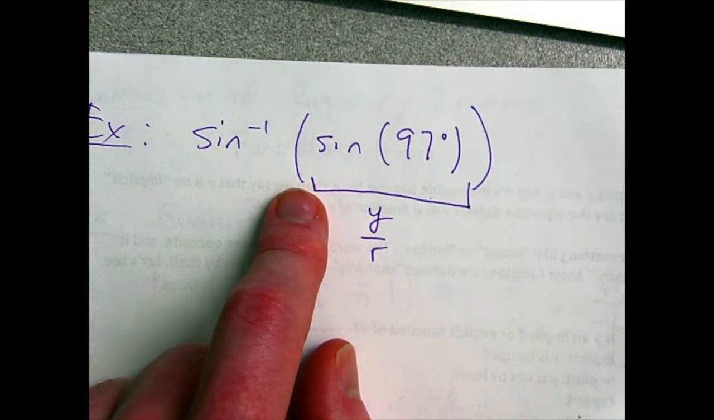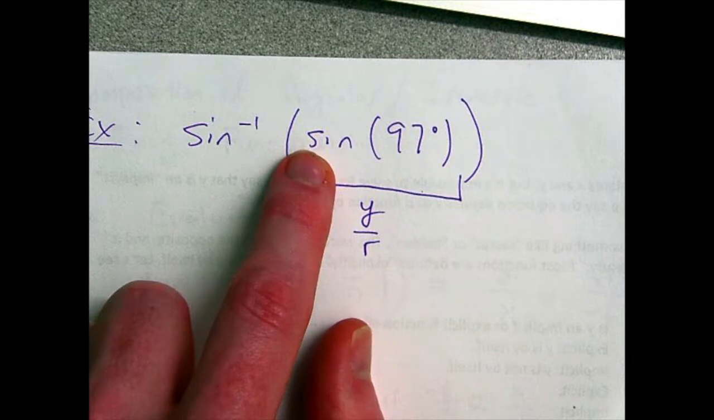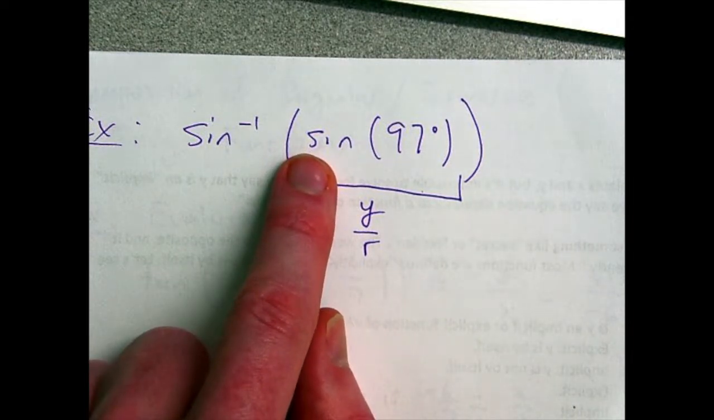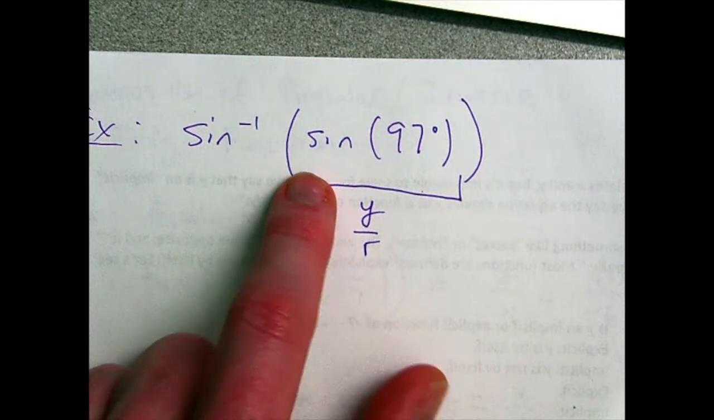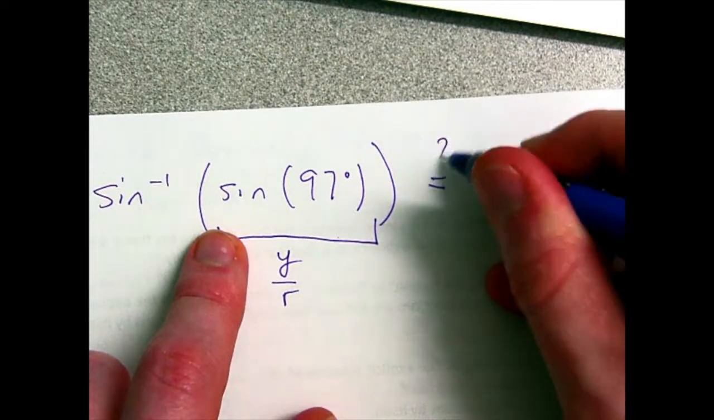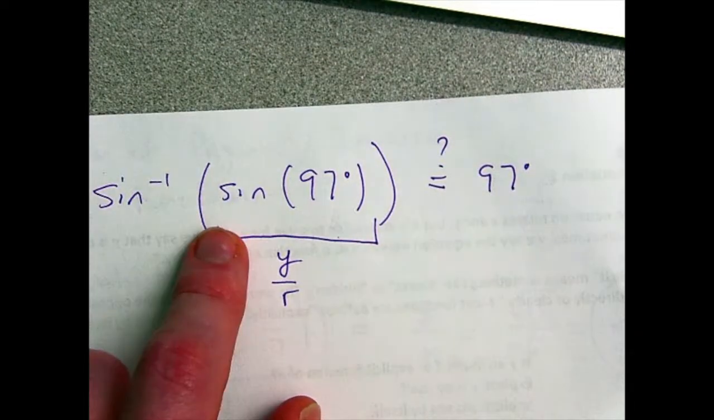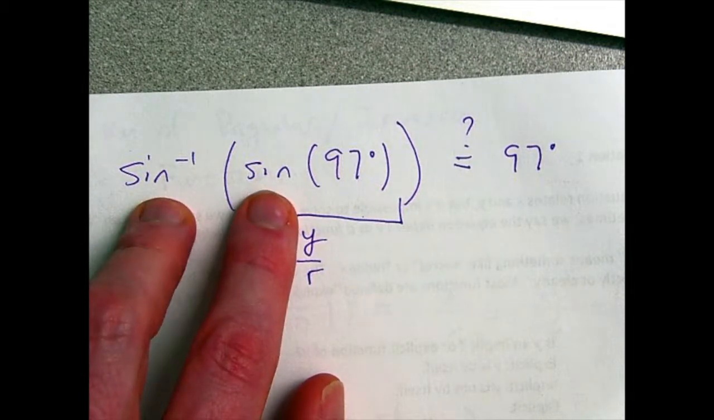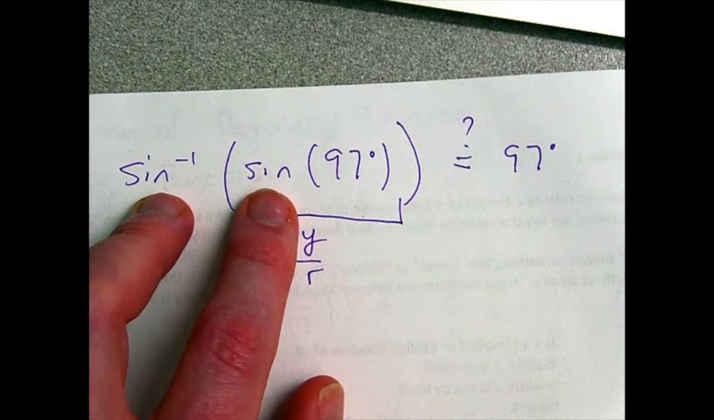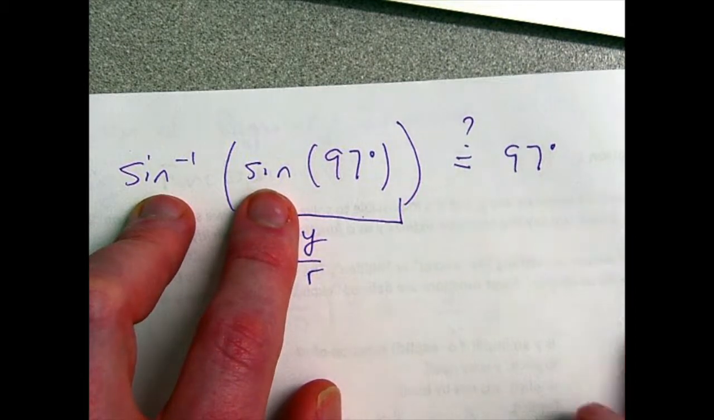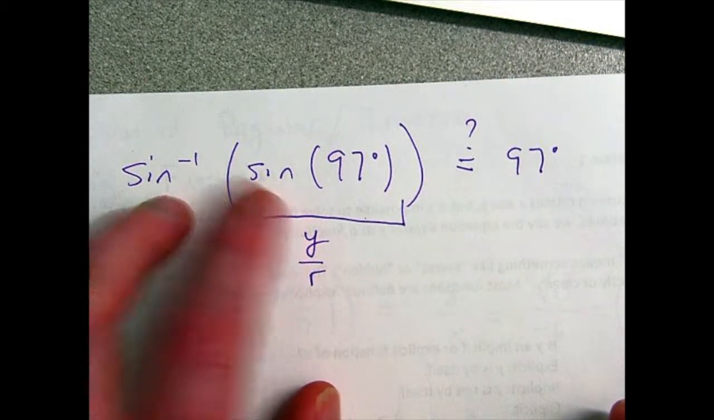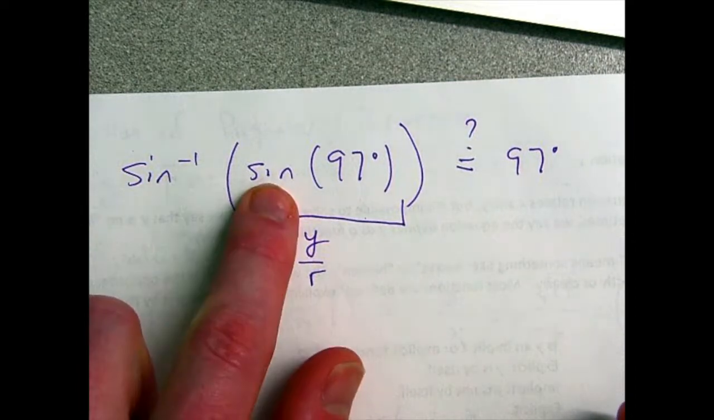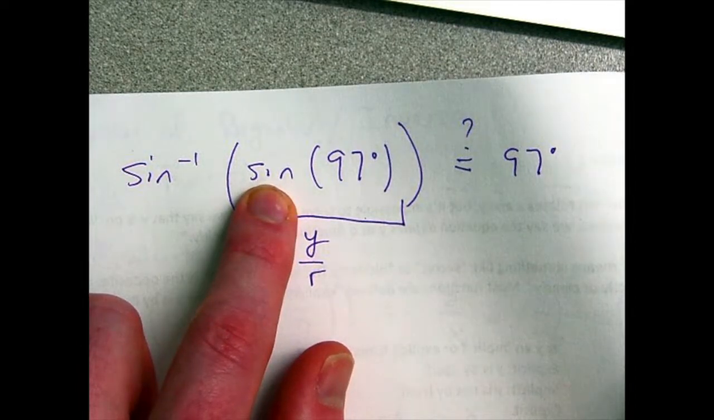In the previous example, the inverse sine and the sine function canceled out. So here's a question. Will they cancel out in the end here? In other words, will this just be equal to 97 degrees? You have to think about this very carefully. You would kind of expect it to be true, although there is a little bit of doubt, because I think I told you in a previous lesson that this so-called inverse sine function isn't truly the inverse of the sine function, as we're about to see.